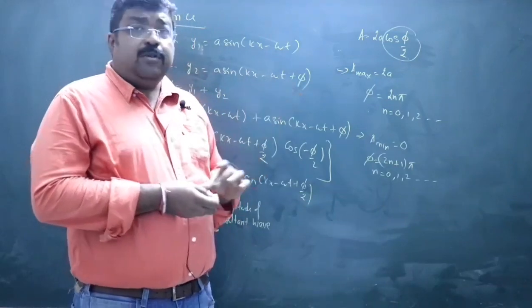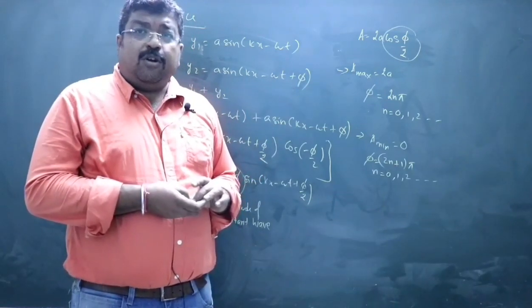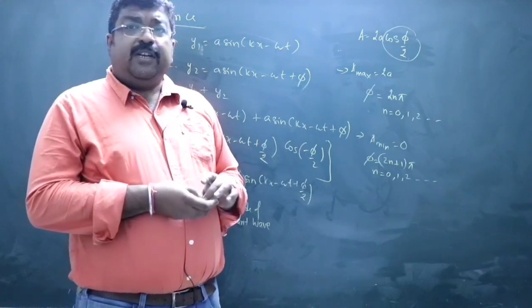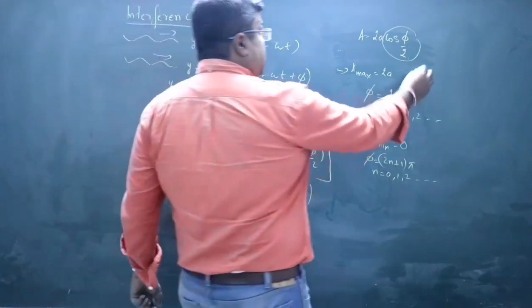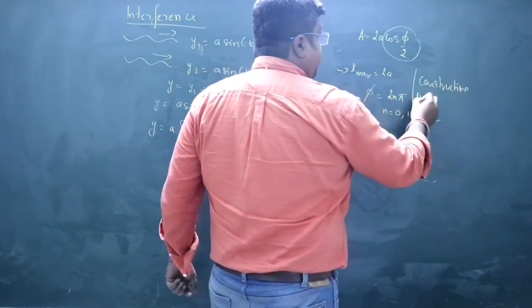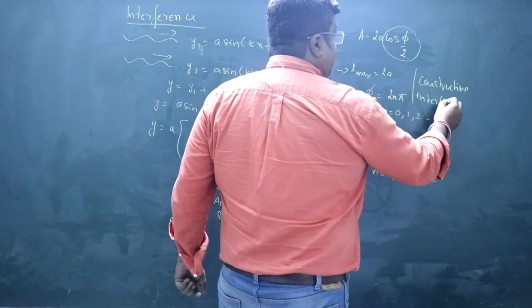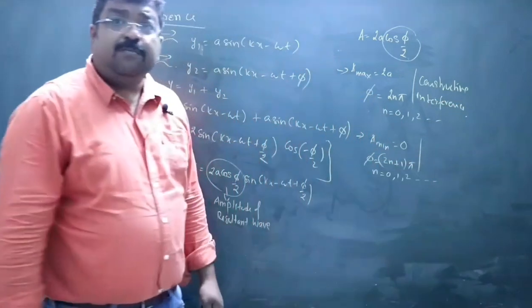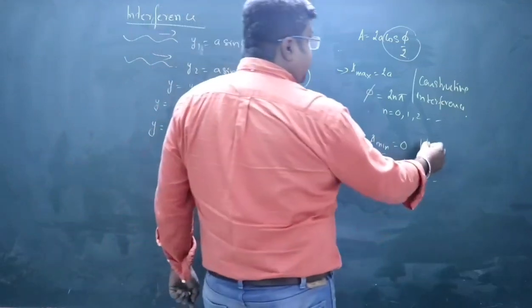So now when the amplitude is maximum, it is called constructive interference. And similarly, when amplitude is minimum, this is destructive interference.